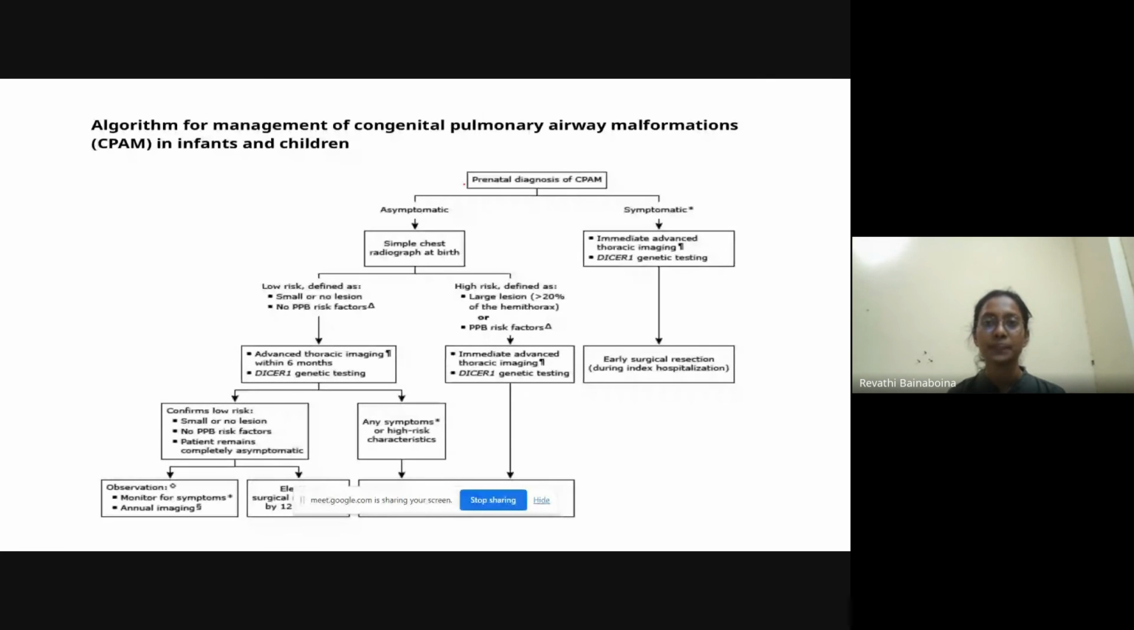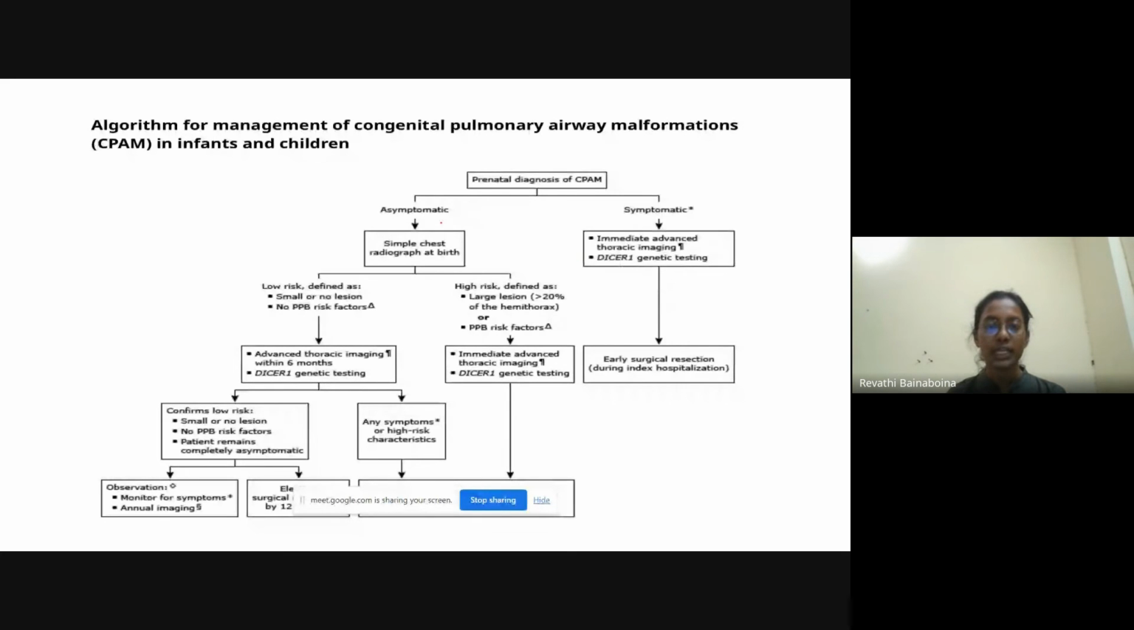Here the prenatal diagnosis of CPAM is done by antenatal scans. If it is symptomatic, then immediate thoracic imaging and DICER-1 genetic testing is done. If it is suggestive of any positive finding, then early surgical resection is done. So this DICER-1 gene, a germline mutation, is most commonly associated with pleuropulmonary blastoma.